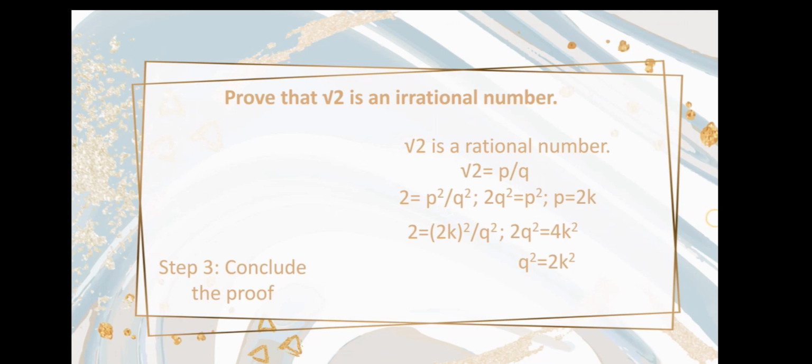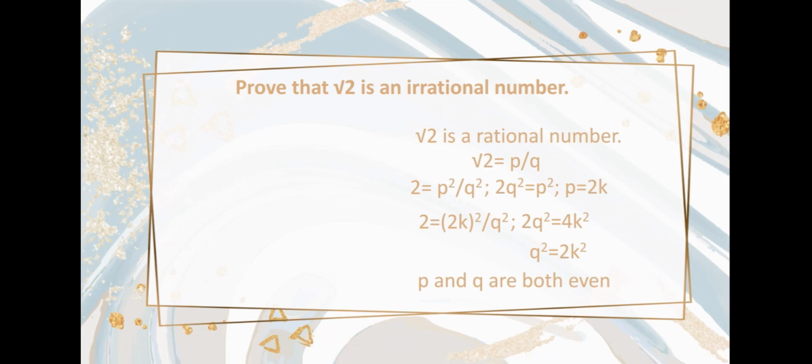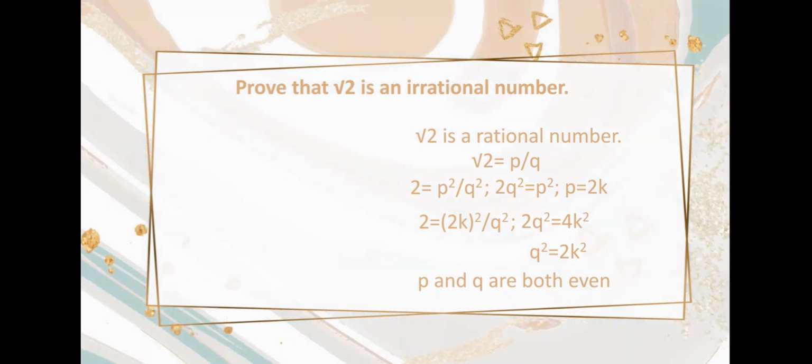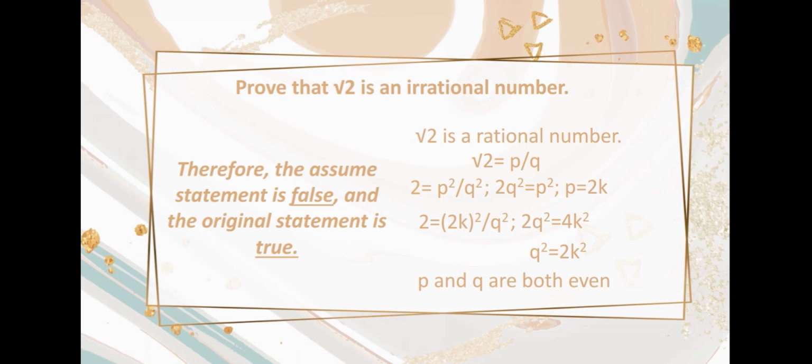So we can conclude that p and q are both even numbers, which contradicts what we said a while ago, that p over q is in its lowest terms and p and q are relatively prime numbers, which can't both be even numbers. So, therefore, the assumed statement that the square root of 2 is a rational number is false, and the original statement that the square root of 2 is an irrational number is true.